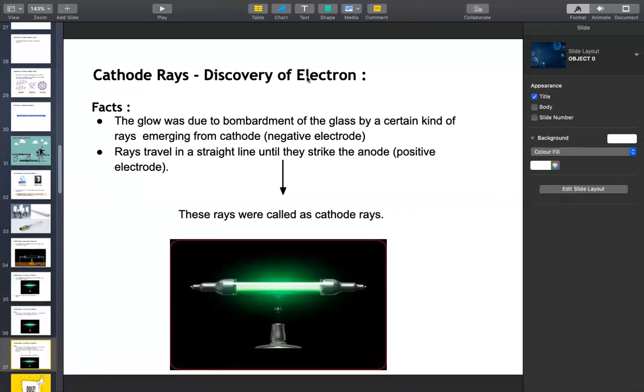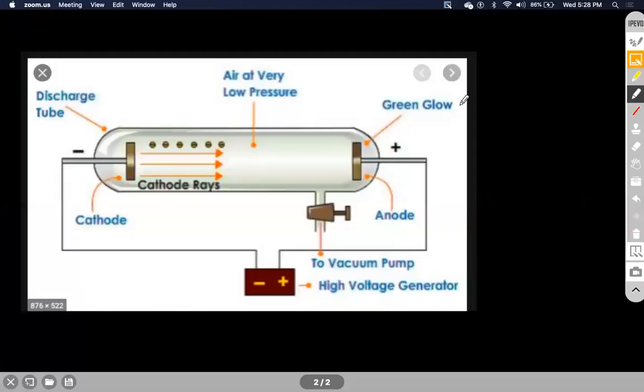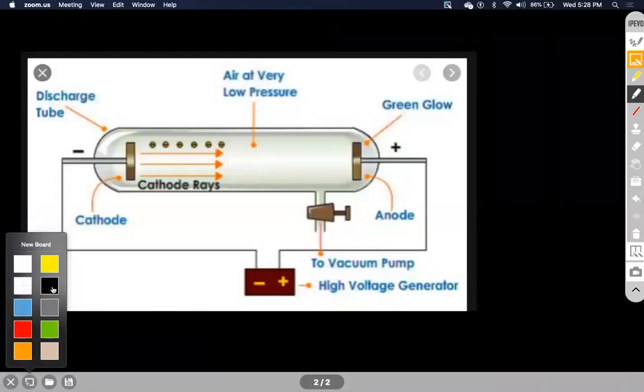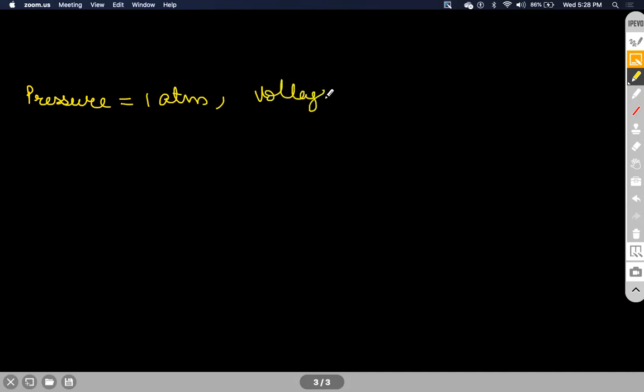I told you this thing: even if you put a very high voltage, but the pressure of the gas is not maintained, there will be no conduction. If the pressure is 1 atm, let's say, and the voltage is very high, even in that case there will be no conduction.